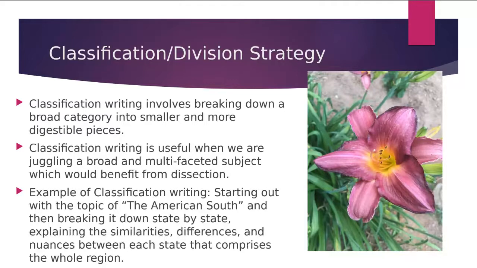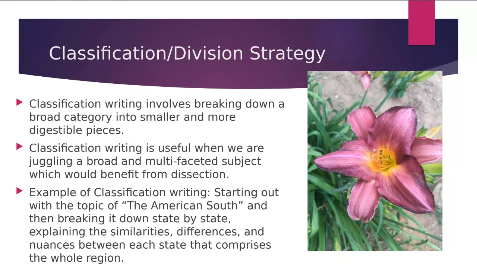Next up is the classification and division strategy. Classification writing involves breaking down a broad category into smaller and more digestible pieces. Classification writing is useful when we are juggling a broad and multifaceted subject which would benefit from dissection. An example of classification writing could start out with the topic of the American South, and then you could break it down by state, or you could break it down by sub-region, explaining the similarities, differences, and nuances between each state that comprises the whole region.